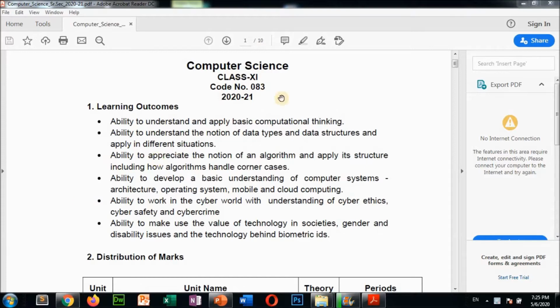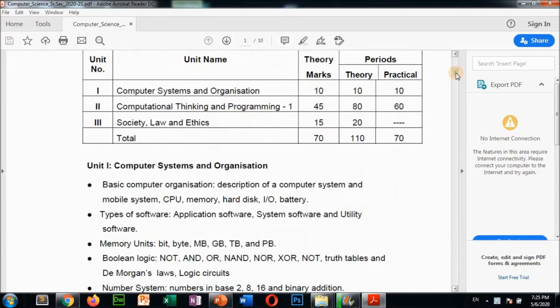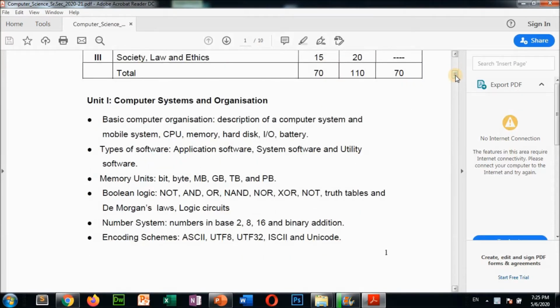So here in the first class from your syllabus we have started the first unit, that is computer system and organization. From this we have discussed the basic computer organization, types of software, memory units. We have discussed in the first video. Now in this video we are going to discuss Boolean logic, and the number system and encoding schemes. So these three topics we are going to discuss in this video.